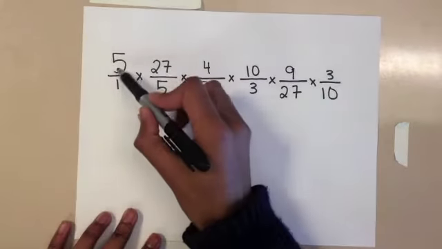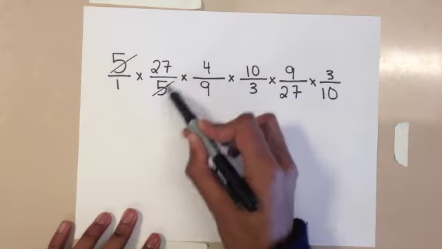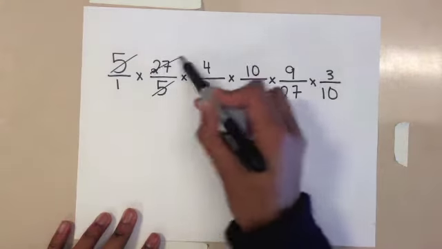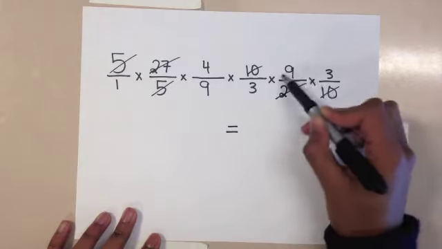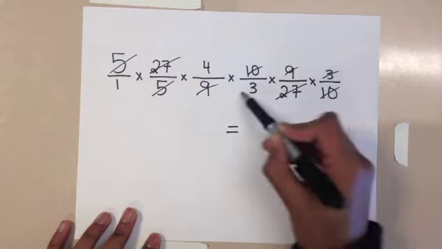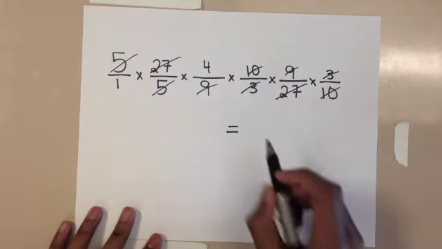So here we can cancel out 5 in the numerator, 5 in the denominator. Similarly, a 27 here, 10, 10, 9, 9, and 3 and 3. Therefore, our final answer is 4.